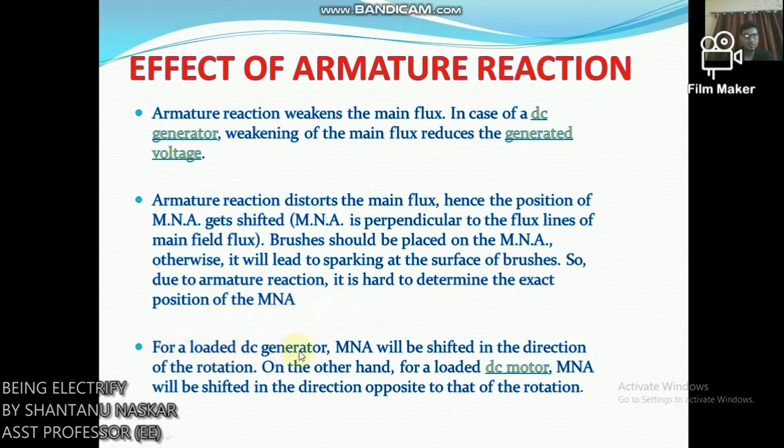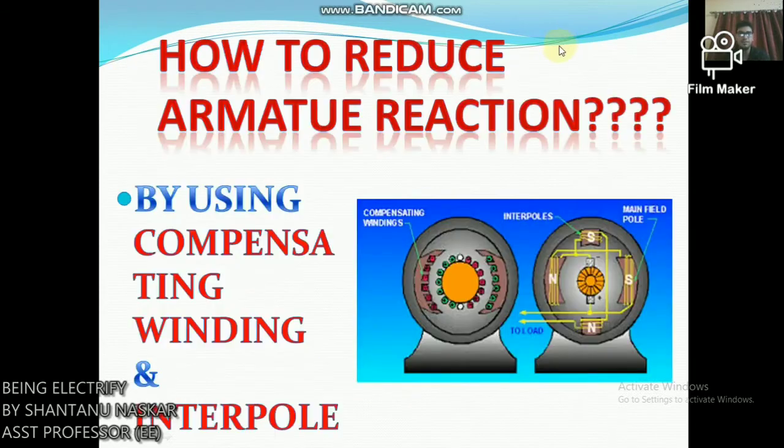Next, for a loaded DC generator, MNA will be shifted in the direction of the rotation. On the other hand, for a loaded DC motor, MNA will be shifted in the direction opposite to that of the rotation. Okay, so these are the effects of armature reaction.